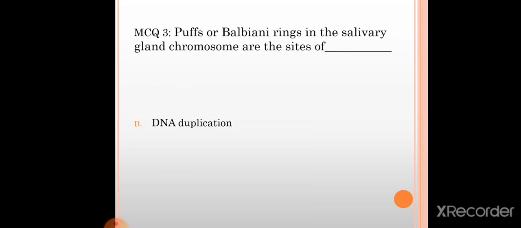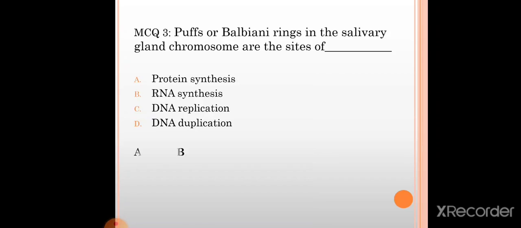Puffs are the Balbiani rings in the salivary gland chromosomes. They are the sites of protein synthesis, RNA synthesis, DNA replication, or DNA duplication. So what's the correct answer? The answer is they are the sites of RNA synthesis. So the right answer is option B.